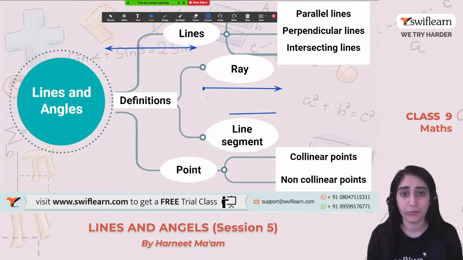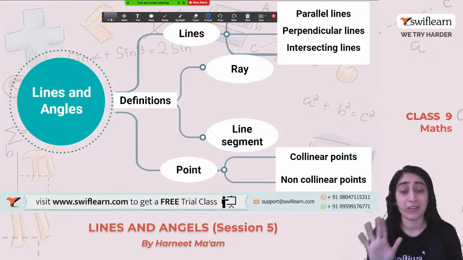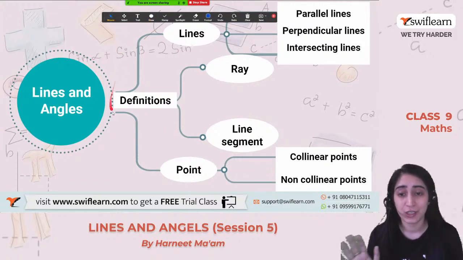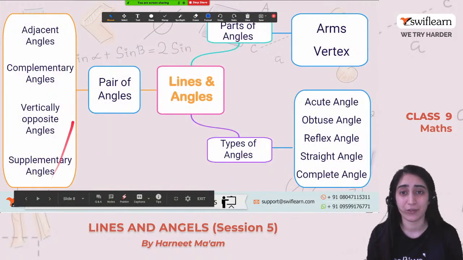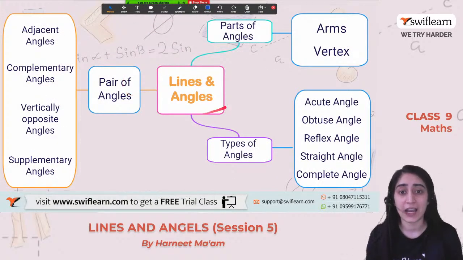So what are the 2 endpoints here? There will be one endpoint this way and one here. So there are 2 points which are the endpoints of a line, then we call it a line segment. Clear? Yes, we have done this in previous sessions, so we are just revising it. Now we have also studied angles, lines and angles. So what are the angles and what are the lines? We have done that.